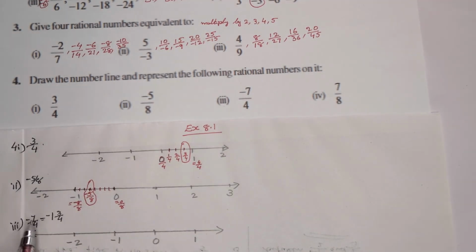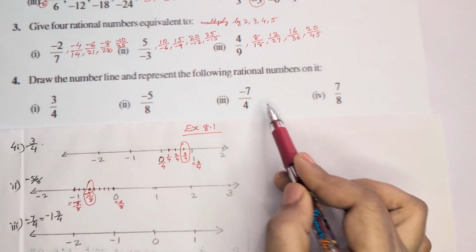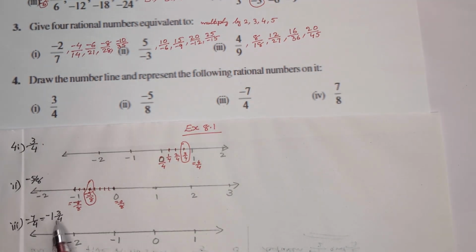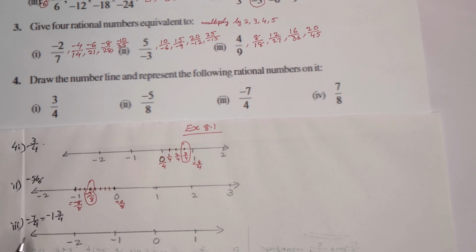Third number is minus 7 by 4. 7 by 4 we can write as 1 and 3 by 4. This is an improper fraction. Improper fraction convert into mixed fraction. So that will come 1 and 3 by 4. That means that number lies between 1 and 2. Denominator is 4. So dividing each section into 4 equal parts. Here this is 1, 2, 3, 4.